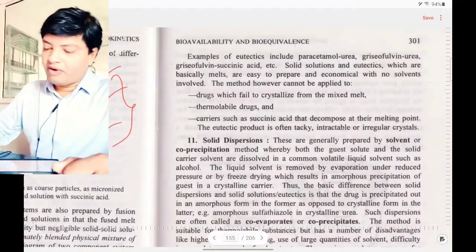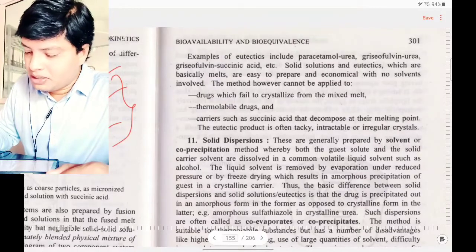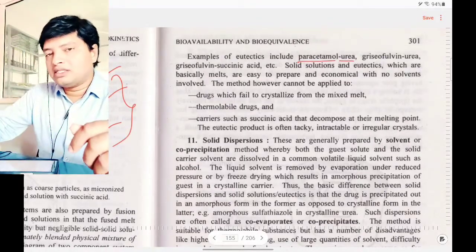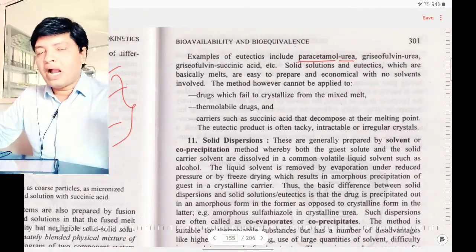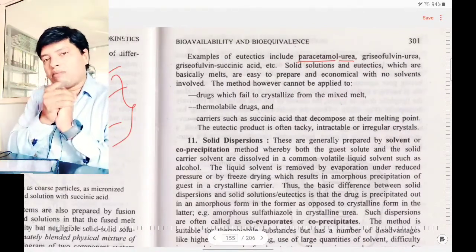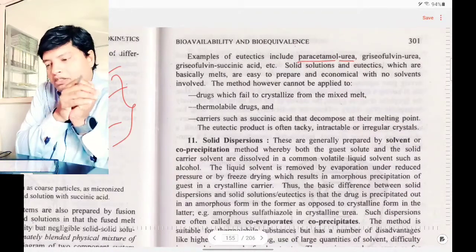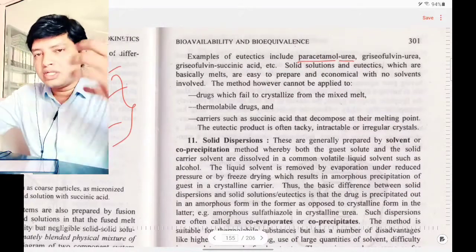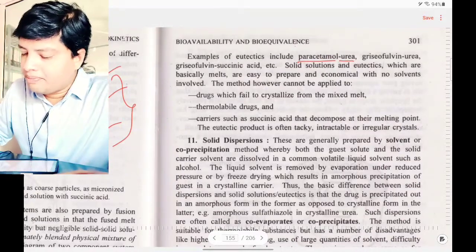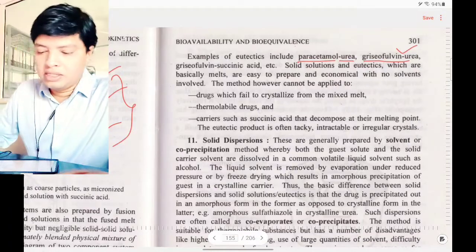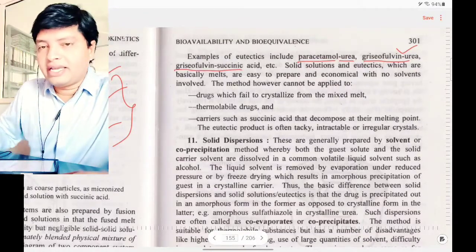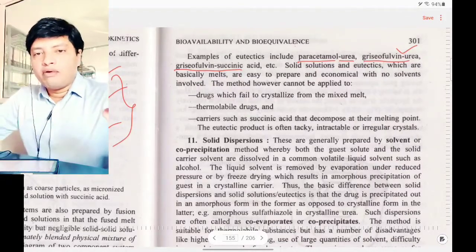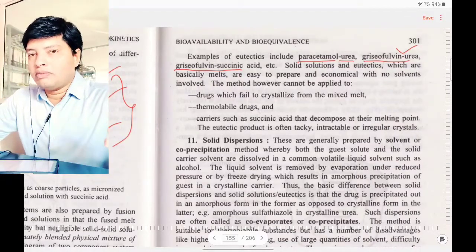So the example for eutectic mixtures is paracetamol and urea. Paracetamol has its own melting point, urea has its own melting point. When you mix them, ultimately a complex will form. The formed complex of paracetamol and urea has a lower melting point compared to the parent molecules. Due to this, the solubility is increased. Then griseofulvin and urea. Then we have griseofulvin and succinic acid. These are examples of drug eutectic mixtures, wherein you can increase the solubility of the drug.